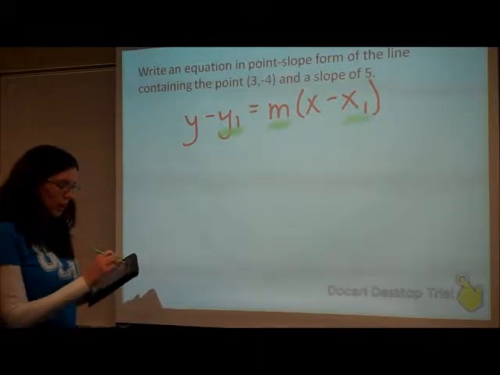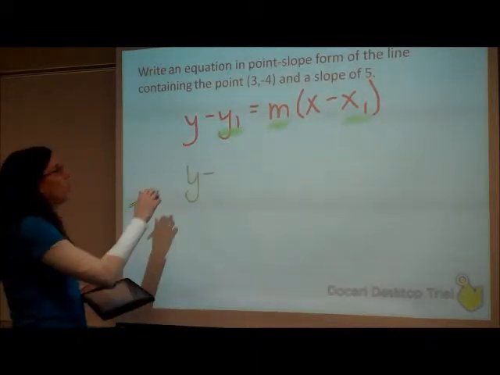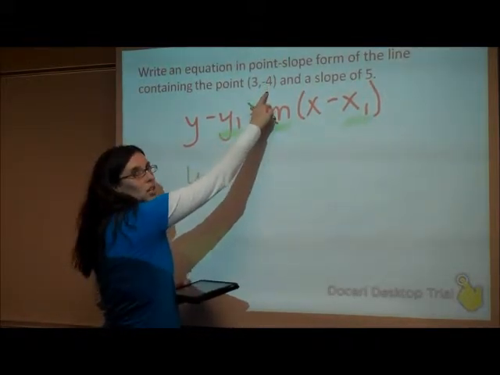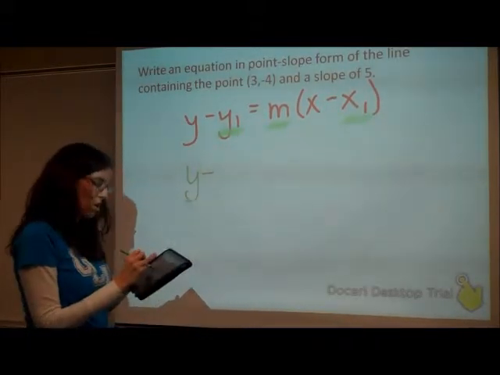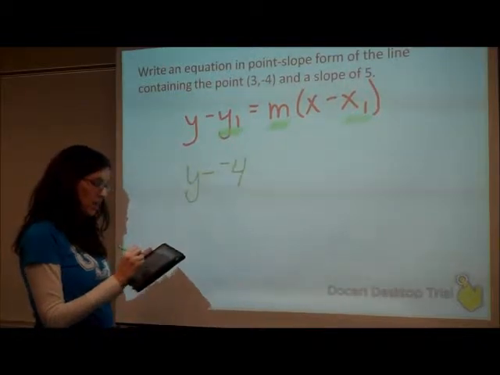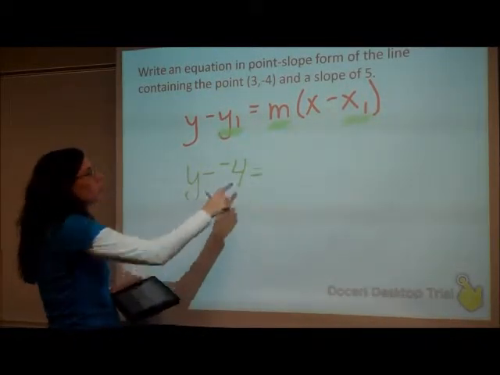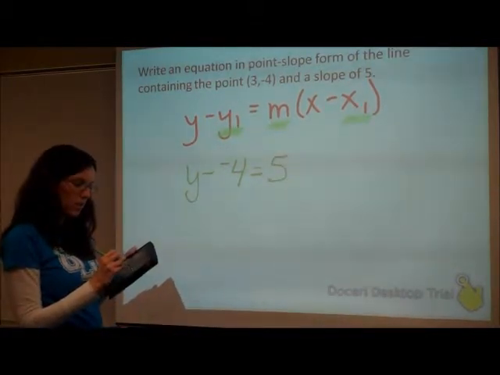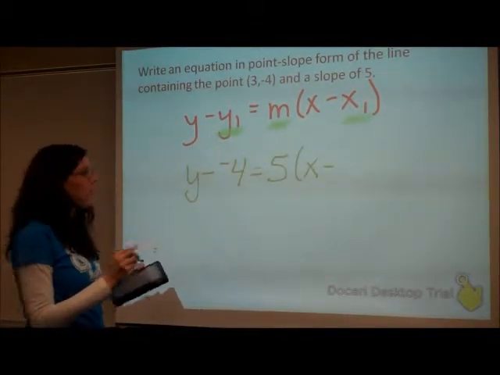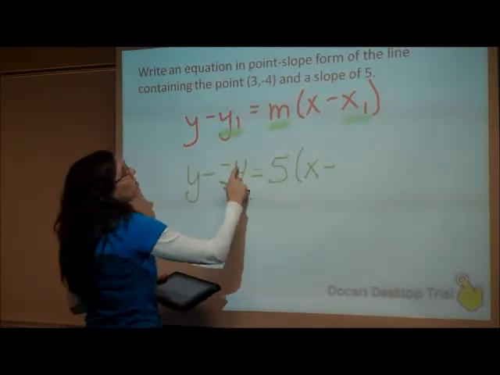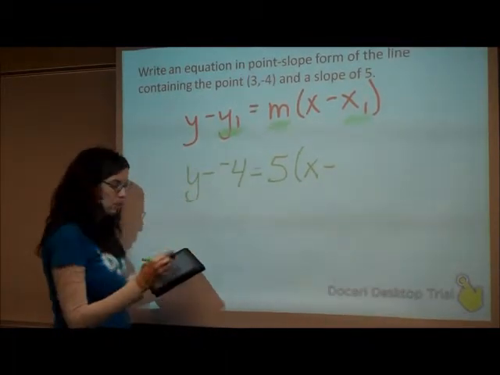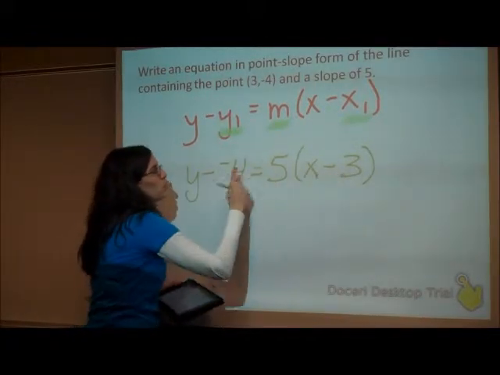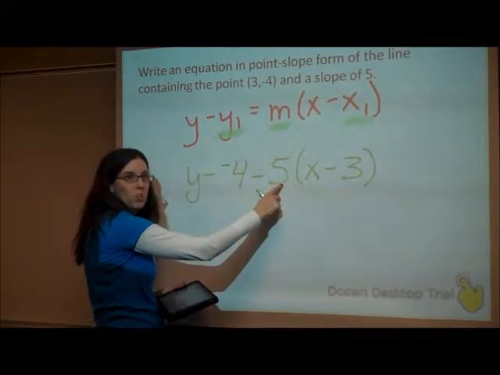So if we look back at our problem, y sub 1 will be the y coordinate of a point. Well, that's going to be my negative 4. So I can put y minus a negative 4 will equal the slope, which they tell us is 5, times x minus the x value of the same point. So I have to use 3. Okay? So we just substituted in our point, put in our slope.